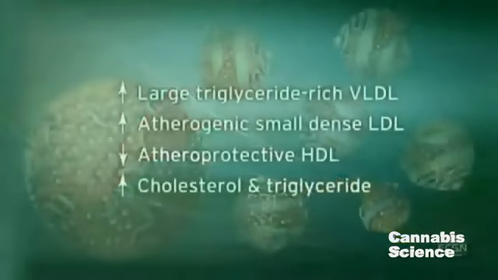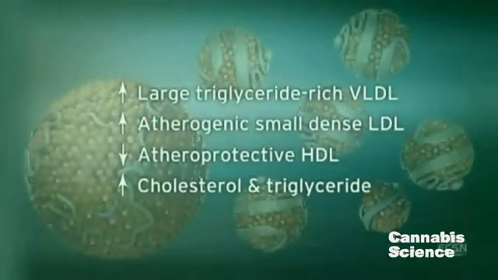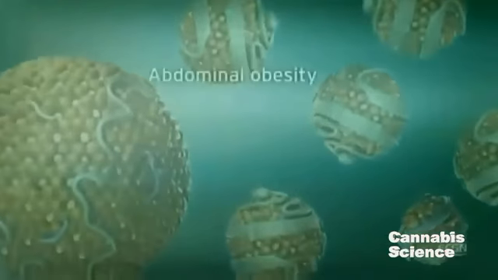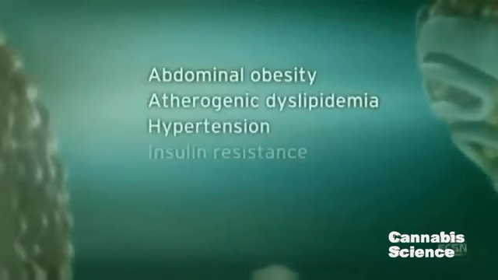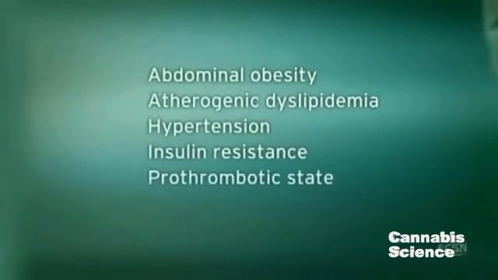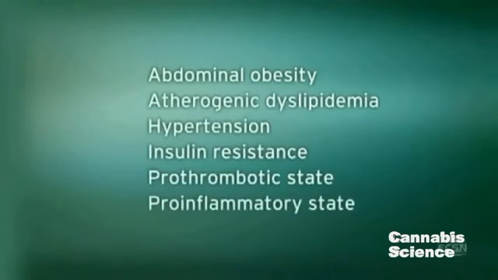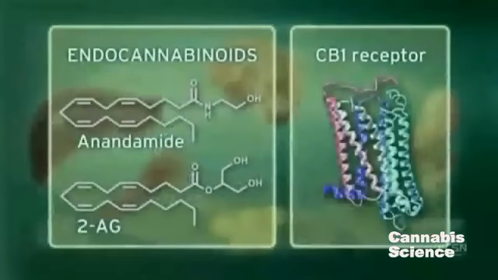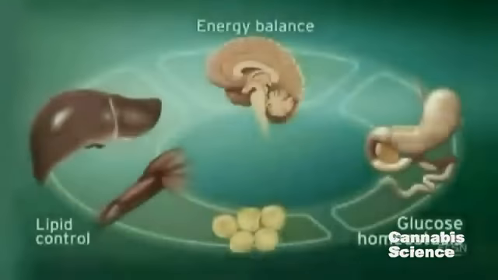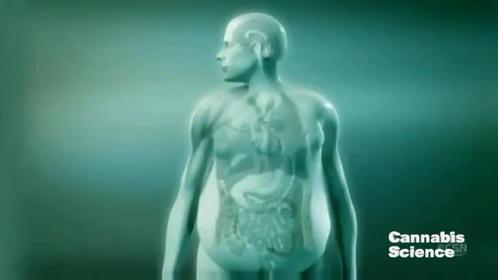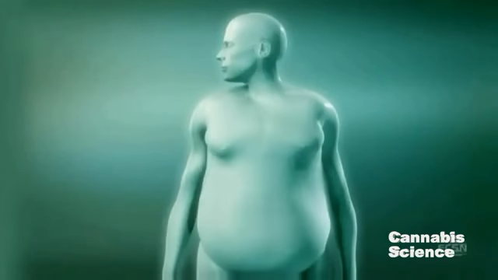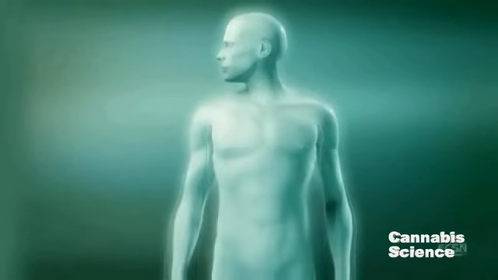Metabolic dysregulation leads to a constellation of symptoms including abdominal obesity, atherogenic dyslipidemia, hypertension, insulin resistance, prothrombotic state, and pro-inflammatory state. As basic and clinical research progresses, we will continue to increase our understanding of the central and peripheral endocannabinoid system and its role in the regulation of metabolic function.